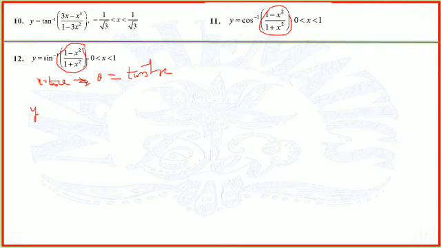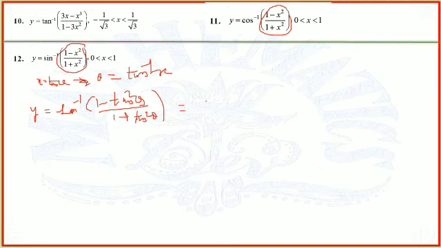Let us see. So y is equal to sine inverse of 1 minus tan square theta upon 1 plus tan square theta, which is equal to sine inverse of cos 2 theta.